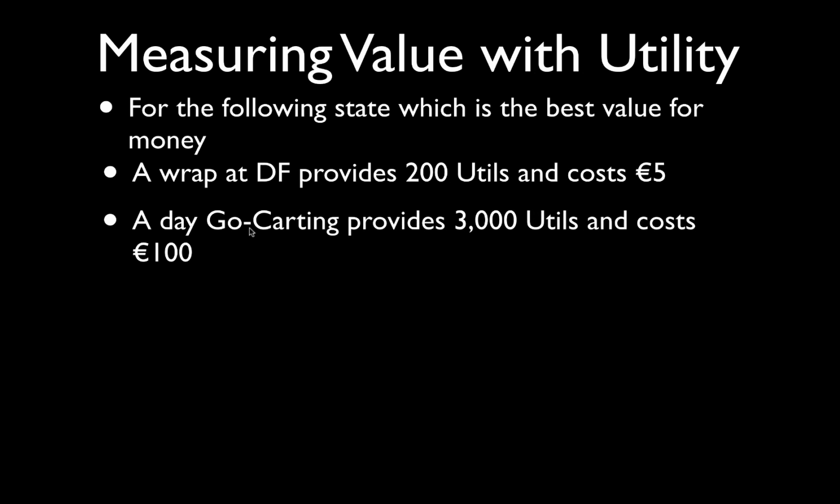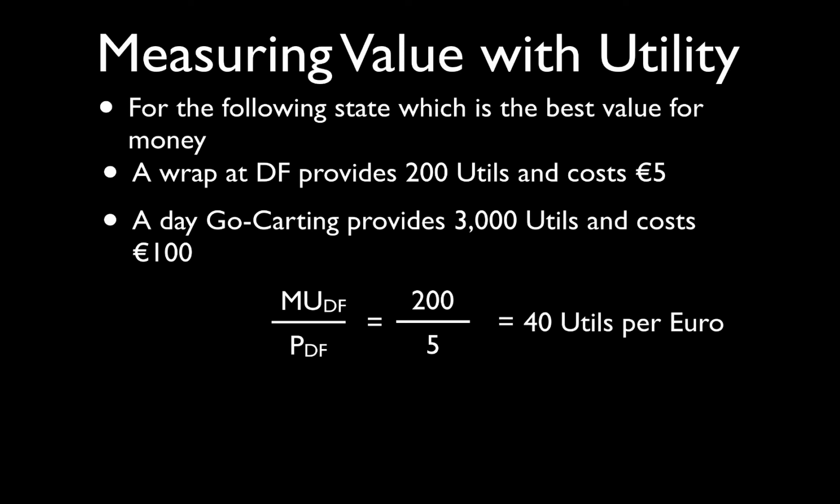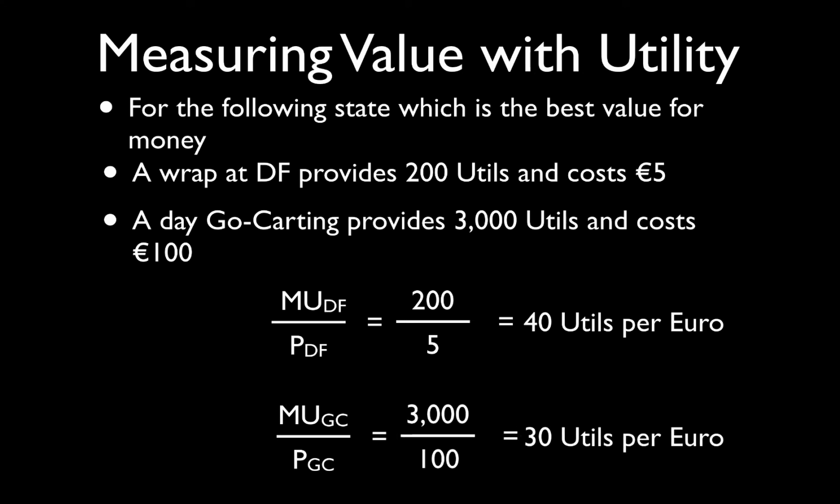Now, the next one is a wrap at Donnybrook Fair, which is a shop in Ireland. A wrap is like a cold burrito, essentially. That provides 200 utils in marginal utility and costs €5. Or a day go-karting provides 3,000 utils and costs €100. Again, how are we measuring which is the best value for money? We find the utils per euro. For every euro we spend on the wrap in Donnybrook Fair, we're getting 40 utils per euro. And for every euro we spend on the go-karting, we're getting 30 utils per euro.